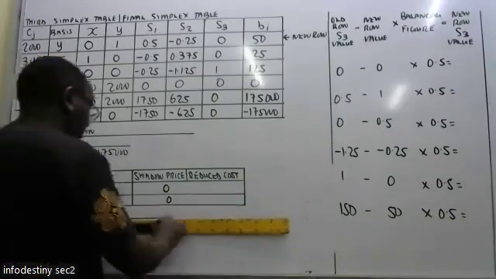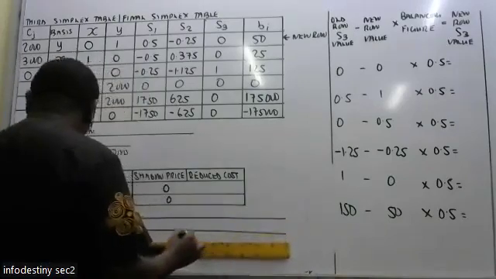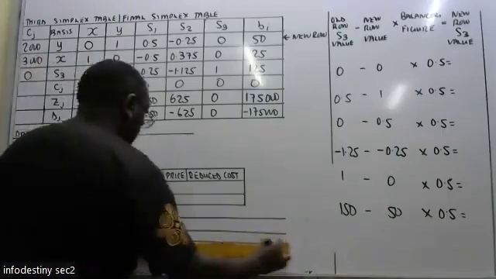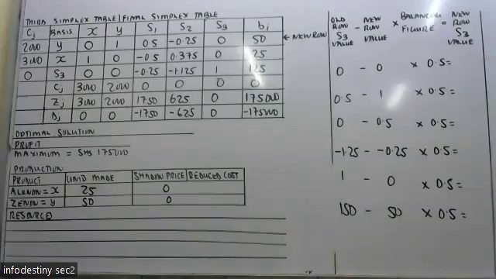Huyo mwingine that we need to interpret anaitwa resources. This one is completely out of your new syllabus, but because walileta hiyo kaswali, so we have the constraints or the resource. Now the first one ilikuwa inaitwa assembly. So we had assembly hours. Now these assembly zilisimamiwa na S1.